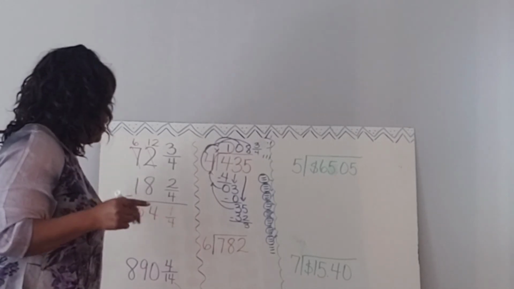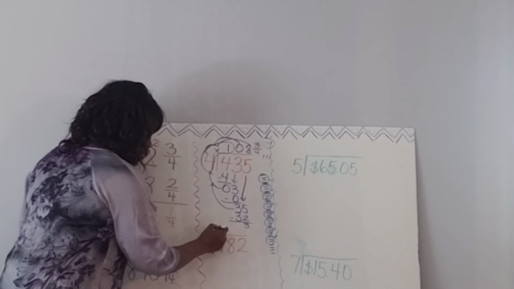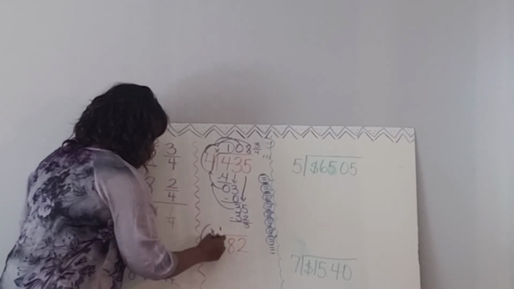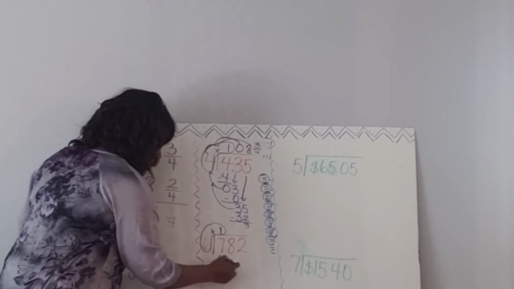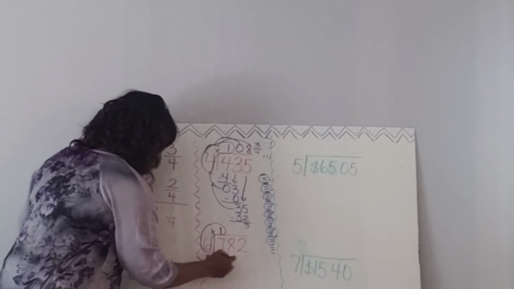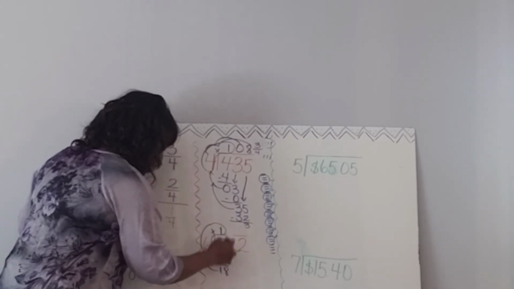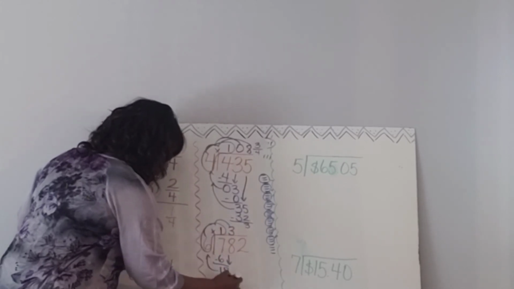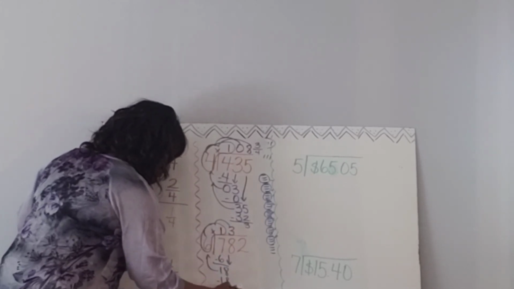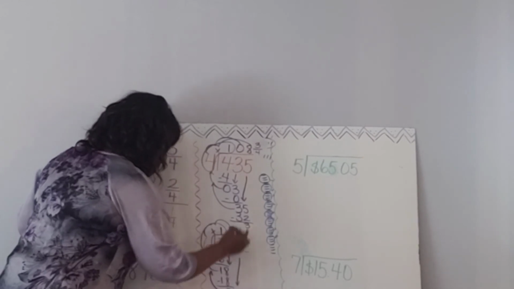Okay? Then 782 divided by 6. How many 6's are in 7? Because 7 is bigger than 6, so we can go into it. 1 times 6, subtract, compare, bring down. How many 6's are in 18? 3, multiply, 6 times 3, 18, compare, bring down. How many 6's are in 2?